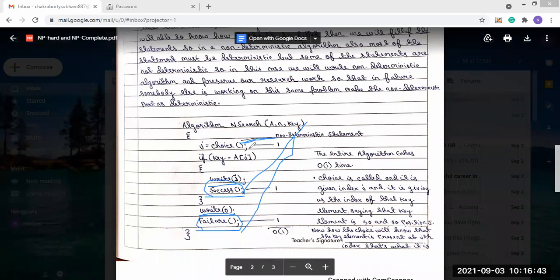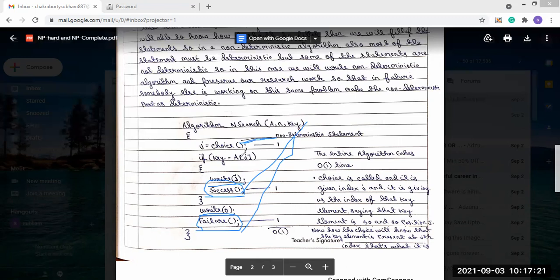Now, we are assuming that in future, it may happen that any researcher can research over this, find this non-deterministic statement and convert it into the deterministic part, so that this researcher can find out what and how this is working. The researcher can find out that. This is the concept of it.